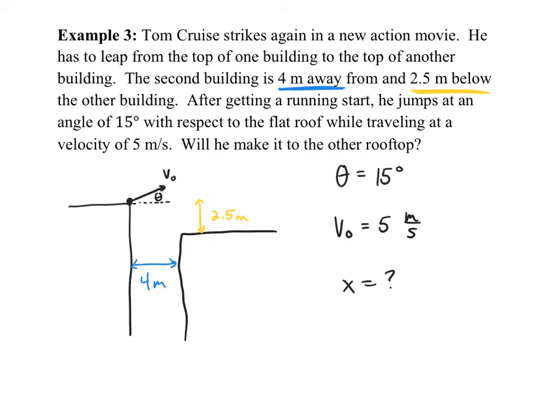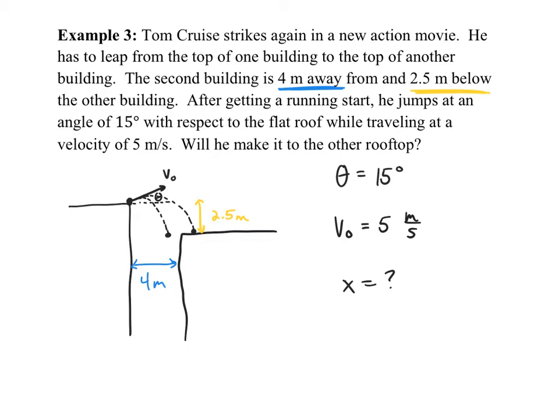Here's the trajectory. I'll actually do it on the board so you can see it better. So Tom Cruise might take this path. And after 2.5 meters of falling, maybe he's right there. Does he make it? He doesn't make it, right? Or maybe after 2.5 meters of falling, he's right there. In that case, he would make it, right? So what we could do is set y0 equal to 2.5, set y final equal to 0, and solve for x. If x is less than 4, he doesn't make it. If x is more than 4, he does make it.